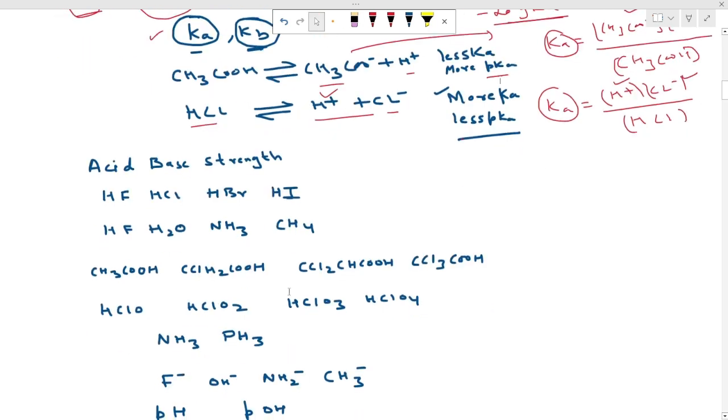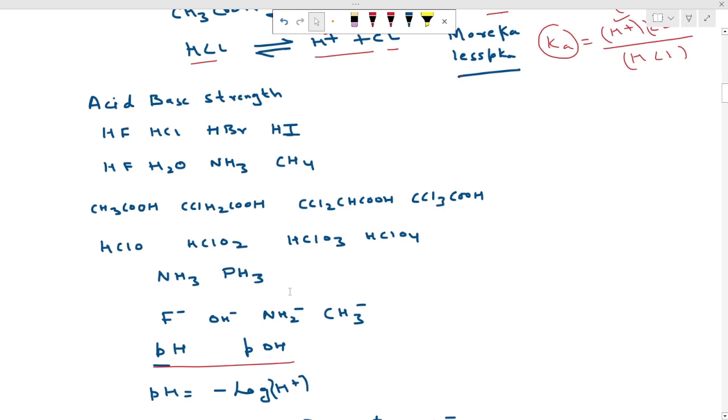Now let's see how to compare acid-base strength. Some acids we can compare for acid and base strength. If somebody asks you, among hydrogen fluoride, hydrogen chloride, hydrogen bromide, or hydrogen iodide, which is more acidic? Because iodine has more size, it can easily give the H plus ion, so we will say that HI is the more acidic one.